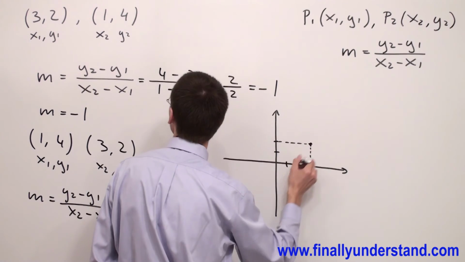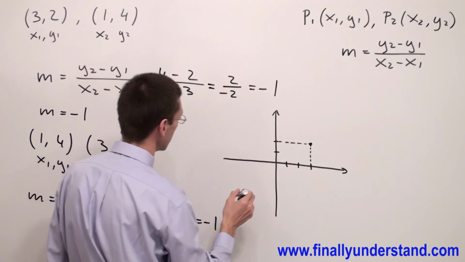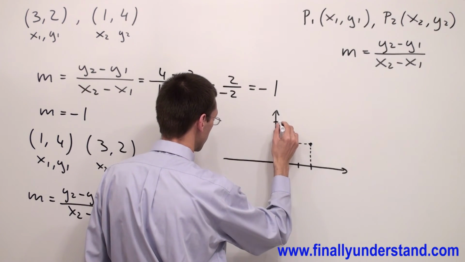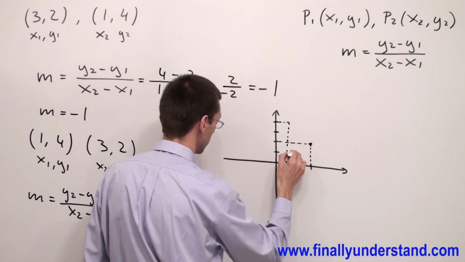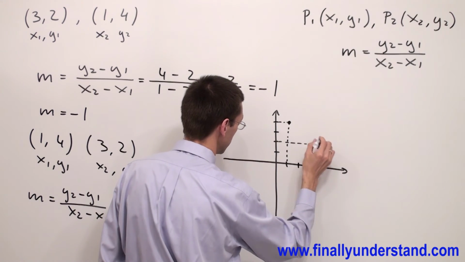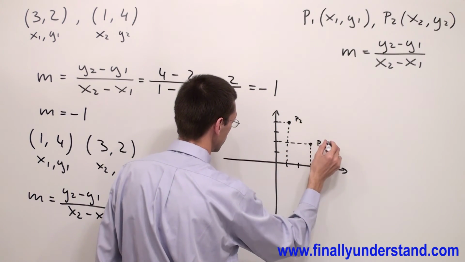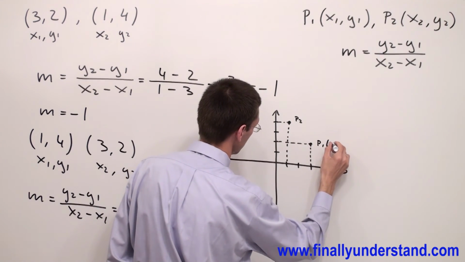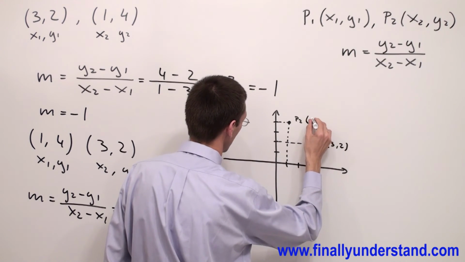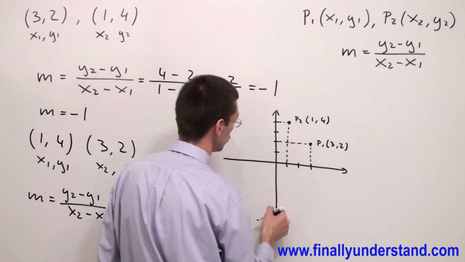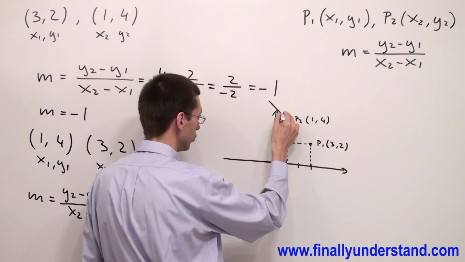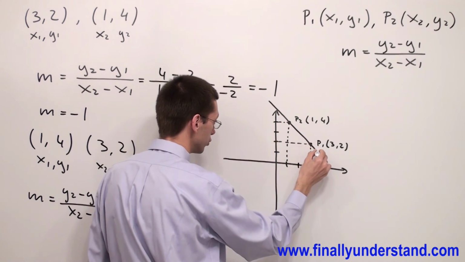So this is my first point, and the second point is 1, 4. I have 1, and 4. Okay, this is my second point. So this is my point 1 and this is my point 2. The coordinates of it are 3, 2, and the coordinates of this one are 1, 4. In order to draw a line, you're supposed to just connect these 2 points together, okay?